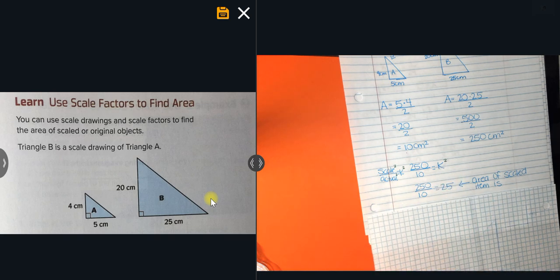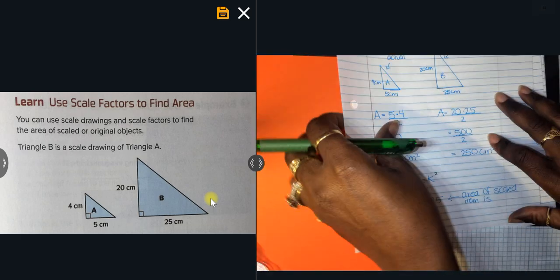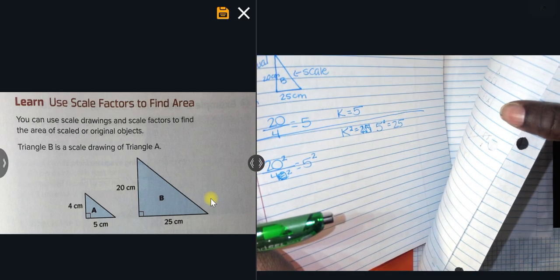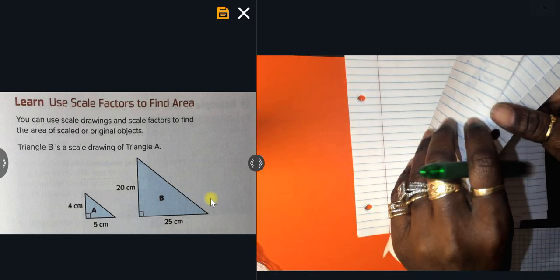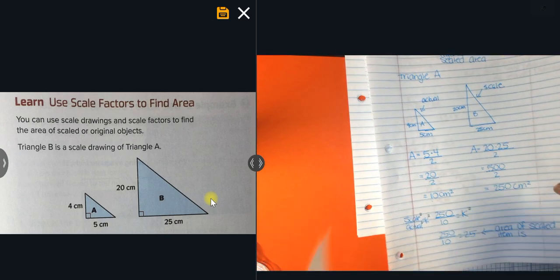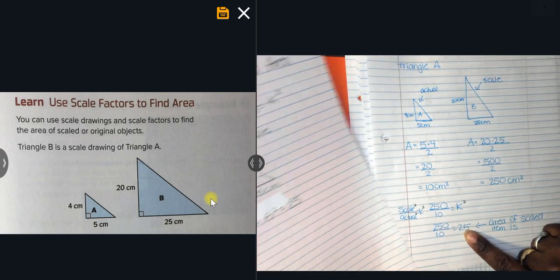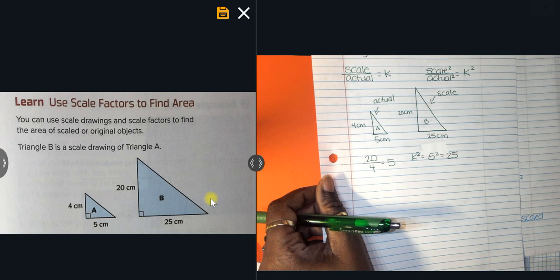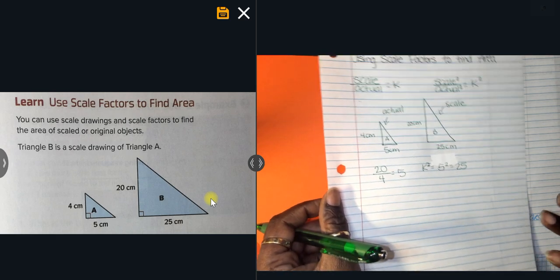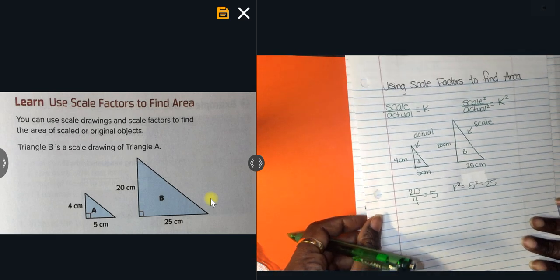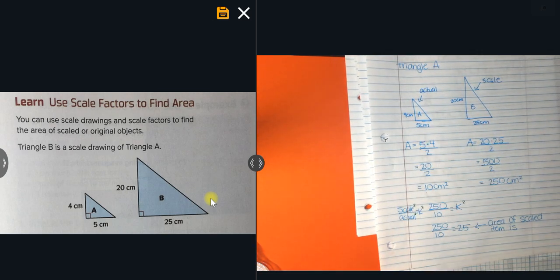If we look at the two methods we just did, notice that K squared, the area, is 25, and here it's also 25. So either way, we can just use the formula to find it, or we can find the area of both objects to find the area of the scaled item.